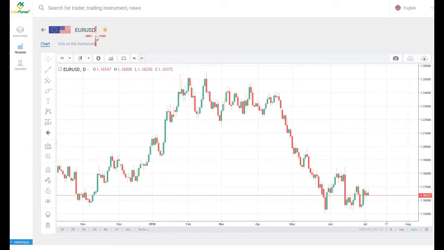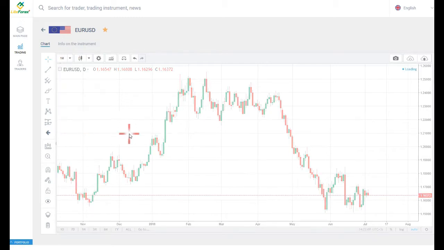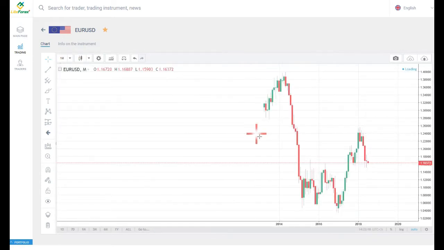So here we are at the Light Forex demo charting platform for the web terminal, and this is the EURUSD. I'm going to start with the highest time frame just to get the bigger picture. What we can see right now is that the monthly chart shows a support here, right? Look at this bounce here. So right now price is resting on this support.